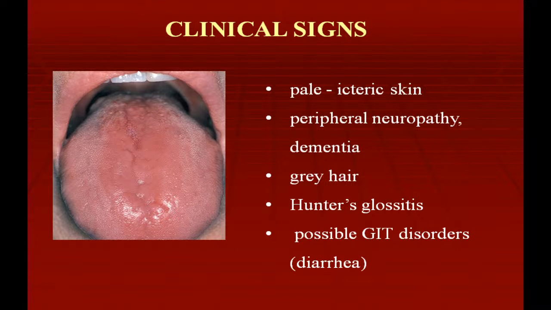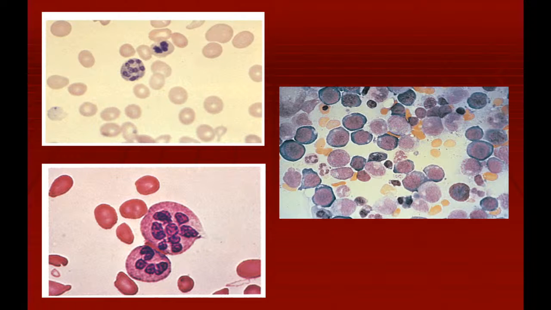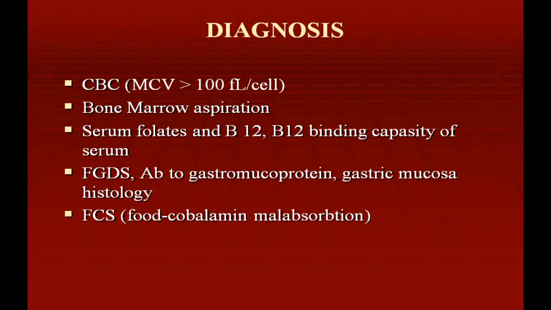What are the main clinical signs of these diseases? It's pale icteric skin, peripheral neuropathy can take place, dementia, gray hair, hunterian glossitis you see in the picture, and some GIT disorders, diarrhea. Diarrhea also takes place in these patients because of GIT affection. Here are some pictures of megaloblastic anemia.